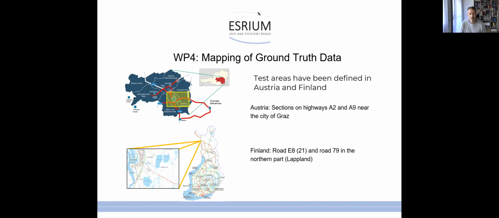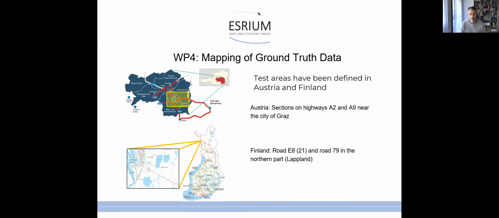You can see in Austria, we are here at the area of Graz. Basically we are driving the highways A2 and A9. They are crossing right in this region near Graz.